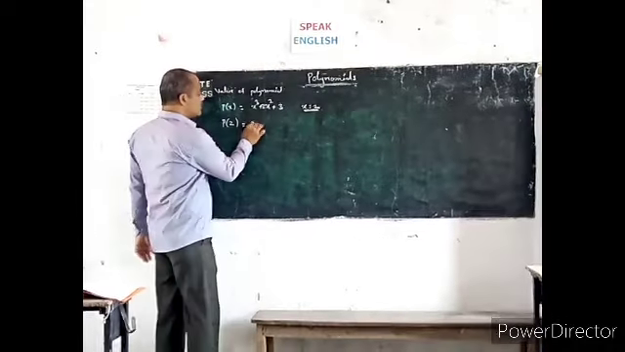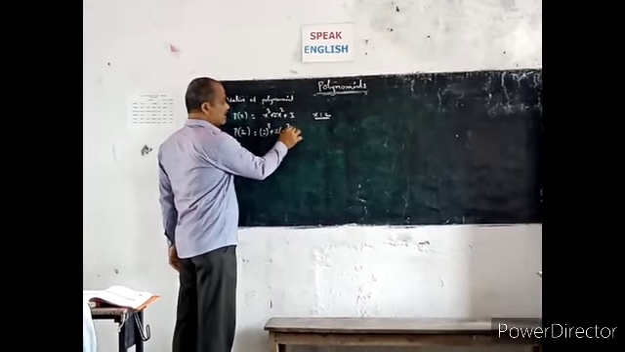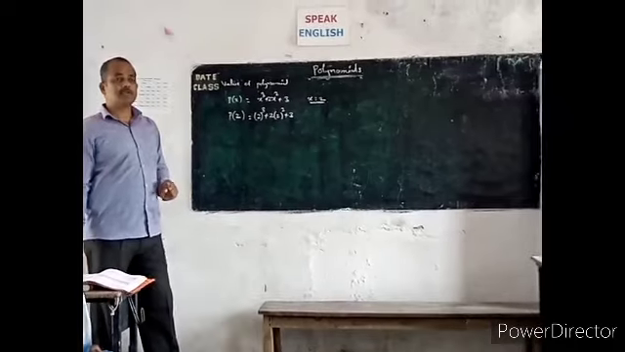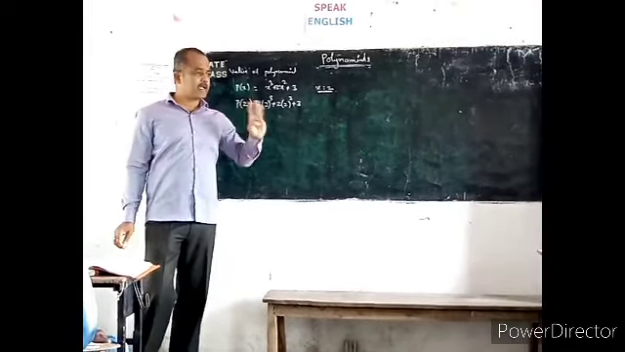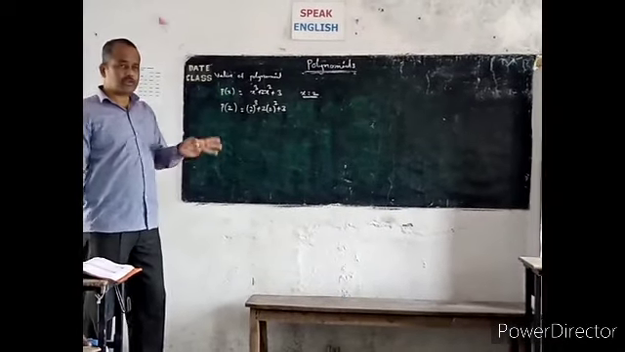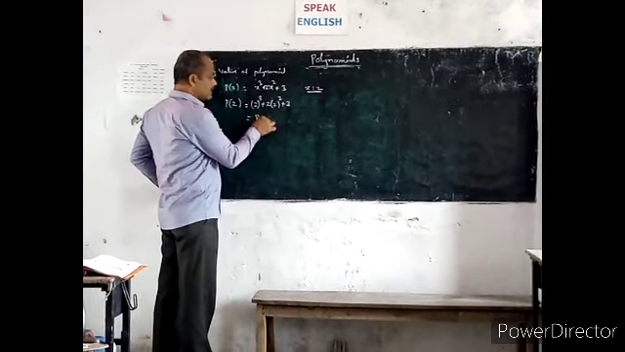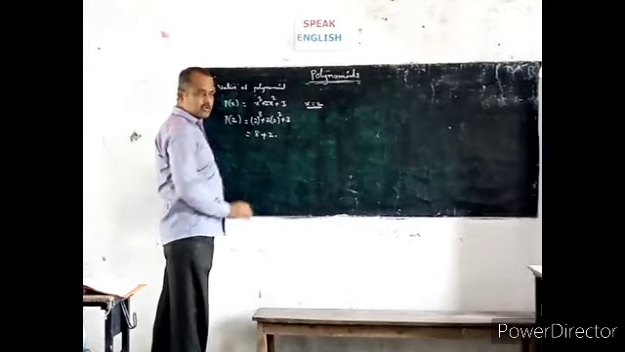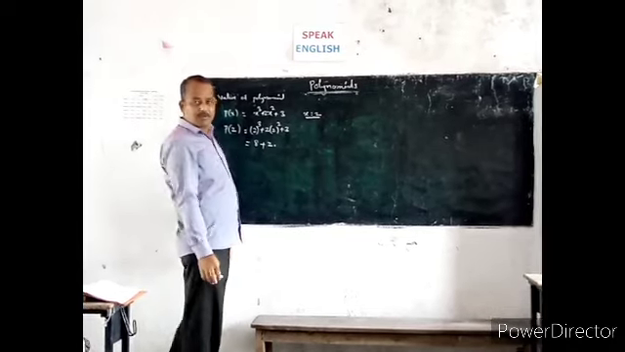That is 2 cube plus 2 into 2 square plus 3. 2 cube means 2 is multiplied by itself 3 times: 2 into 2 into 2. How much is 2 into 2 into 2? 8. So that is 8 plus 2 into 2 square. That means 2 into 2, not these 2s. 2 will multiply itself 2 times.